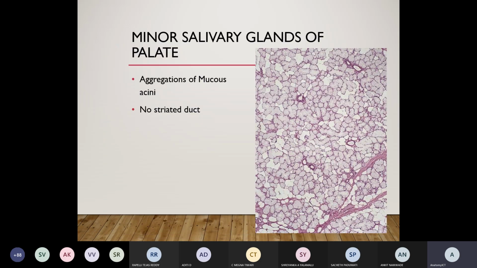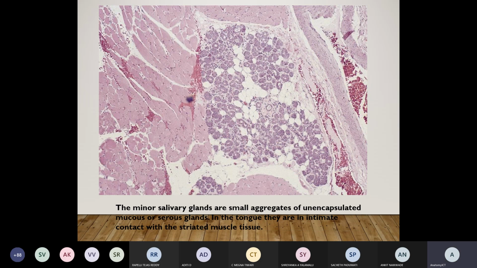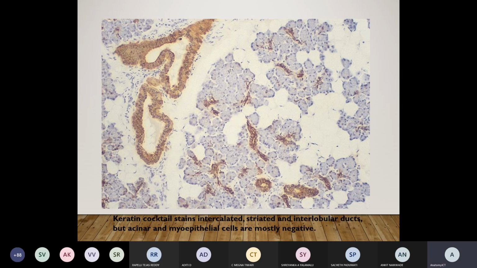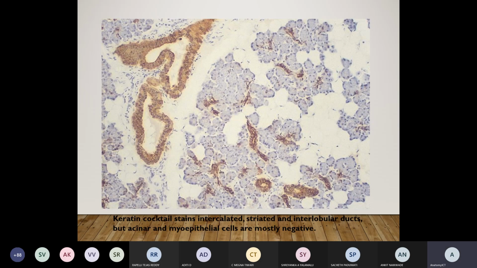So this is one more sublingual gland. Now the minor salivary glands of the palate: when you take the palate, you can see an aggregation of mucus acini and no striated ducts will be there, because the mucous membrane releases directly into the oral cavity. This is how the gland appears in the palate, the minor salivary glands aggregated in the encapsulated areas. One more figure I would like to show you. This is exactly minor salivary glands aggregated in unencapsulated areas, right? These are the cells and empty cells, highlighted in high power.